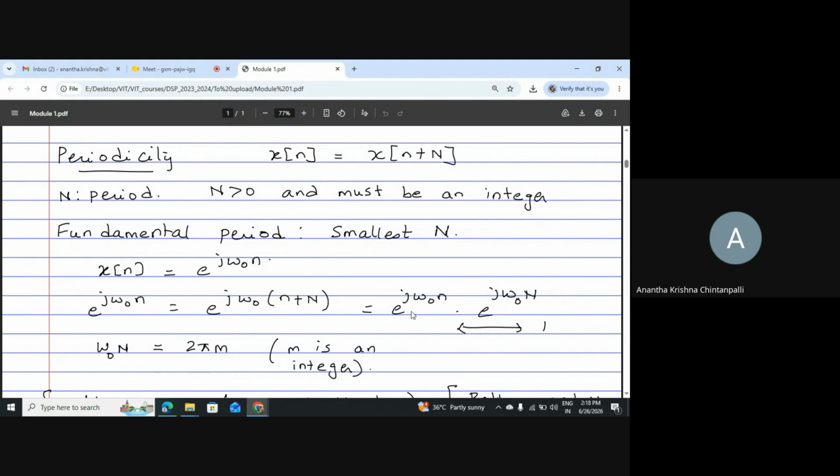So this is going to be e to the power of j omega naught n multiplied by e to the power of j omega naught n. When this side would be equal to this side, provided only when this is going to be 1, right? So when this is going to be 1 is only when omega naught times capital N is 2 pi m, where m is an integer.